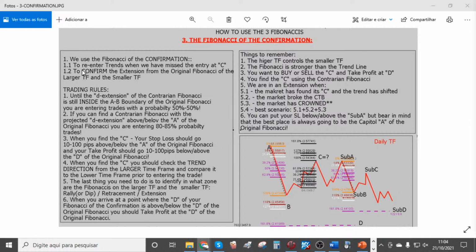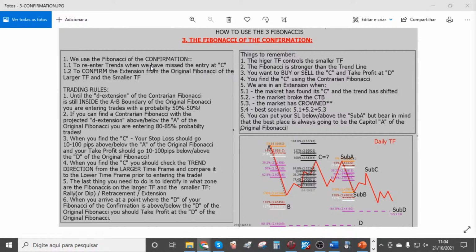Number one, we are going to re-enter with the Fibonacci of the confirmation when we have missed the entry at the C, to confirm the extension of the original Fibonacci of the larger time frame and the smaller time frame. Hello Lucas, how are you?